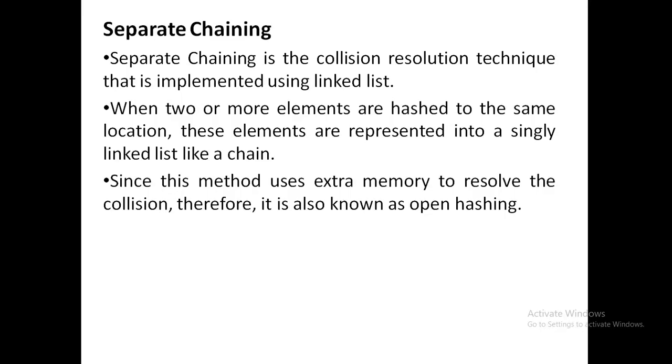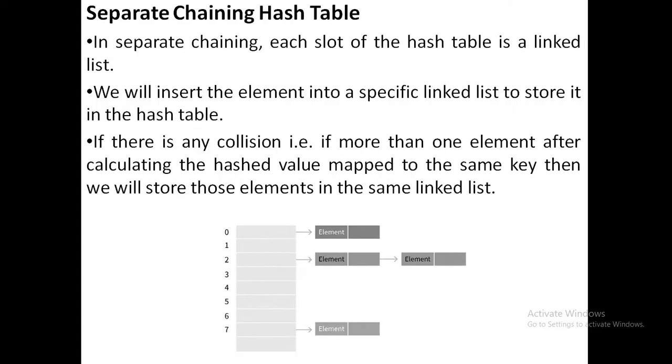Separate chaining. Separate chaining is the collision resolution technique that is implemented using a linked list. When two or more elements are hashed to the same location, then these elements can be represented in a singly linked list format. Since this method uses extra memory to resolve the collision, it is also known as open hashing.